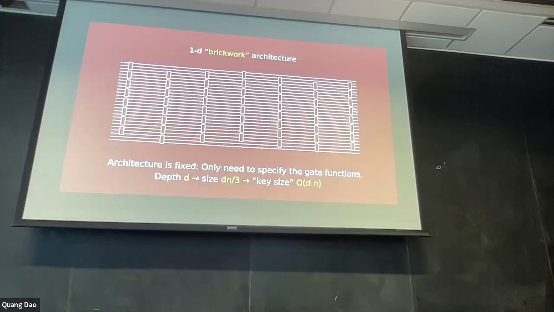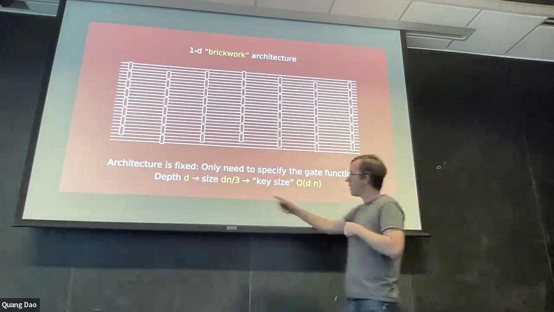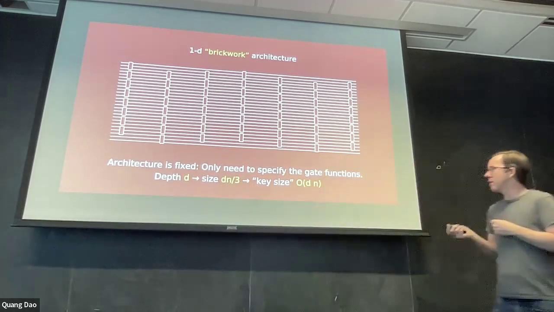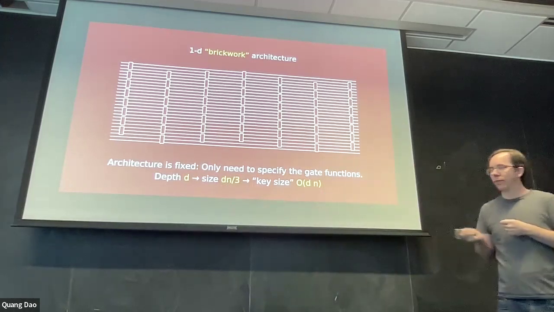Here, if the depth is d, then the size is pretty much exactly d times n over 3. That means the key size is just, you don't have this extra log factor, it's just d times n.